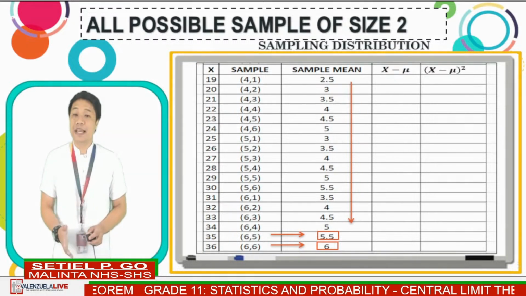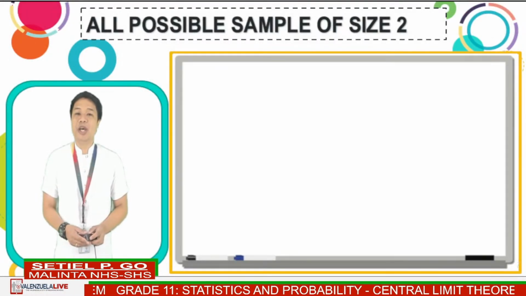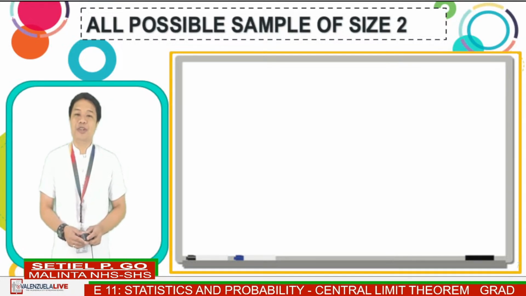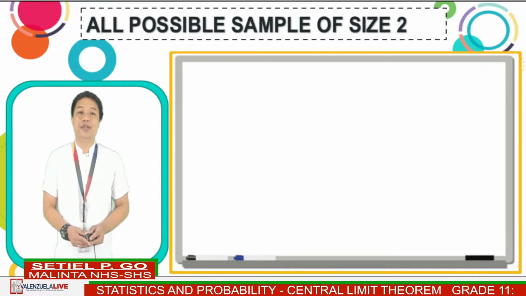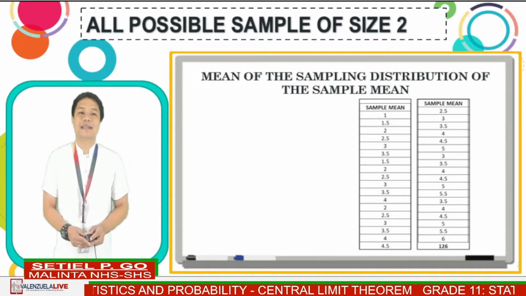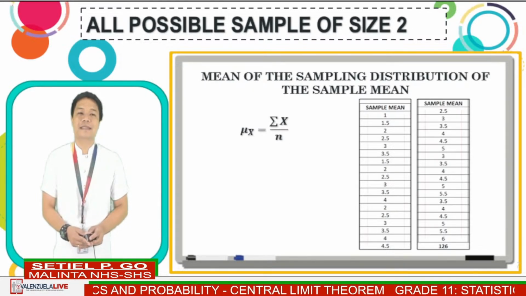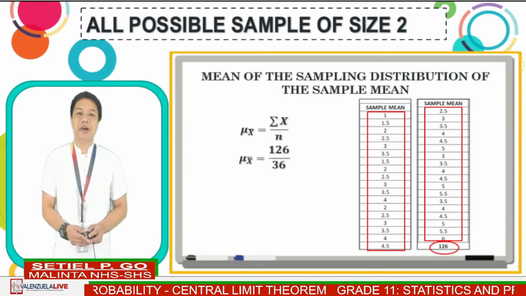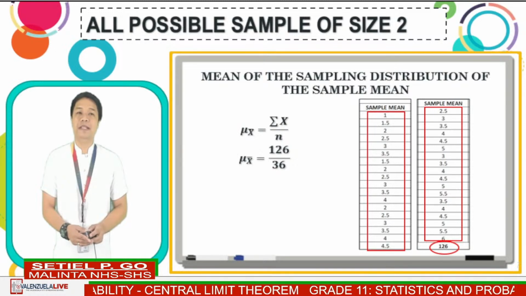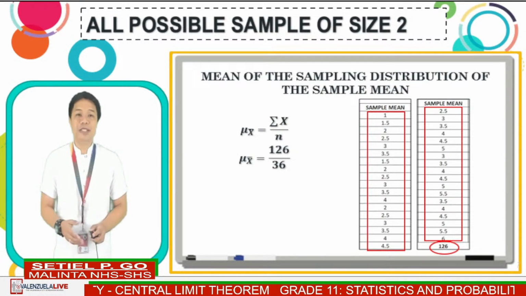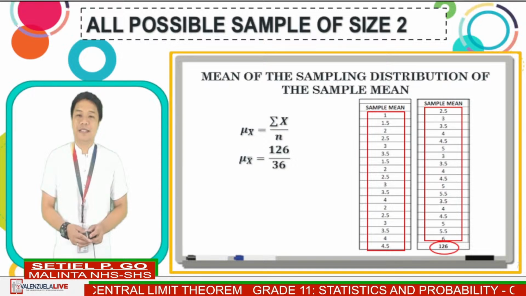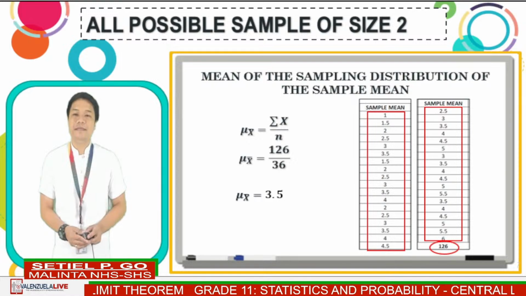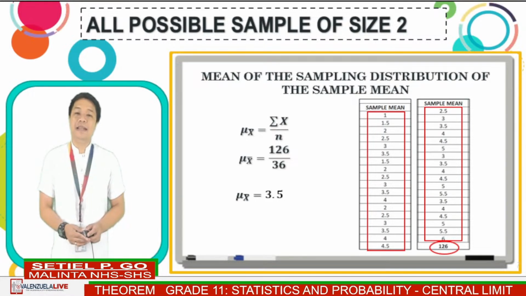After getting the sample mean, let us compute the mean of the sampling distribution of the sample mean. Let us get the summation of all the sample means, which is equal to 126. Now, substituting in the formula, we have the mean of the sampling distribution equal to 126 over 36. So, the mean of the sampling distribution is 3.5. Next is to fill out the next two columns.